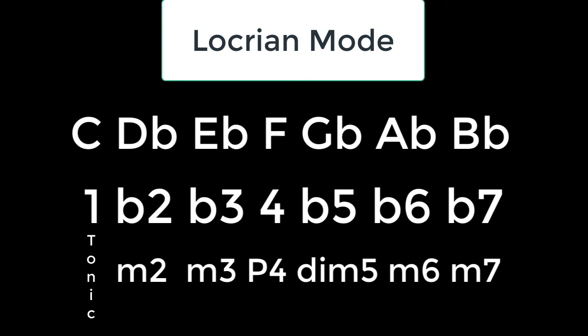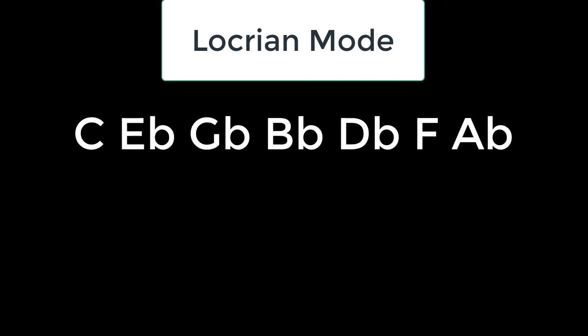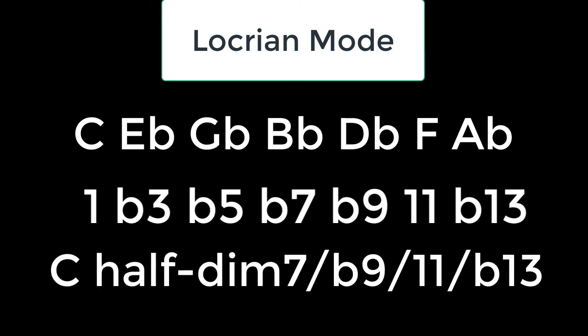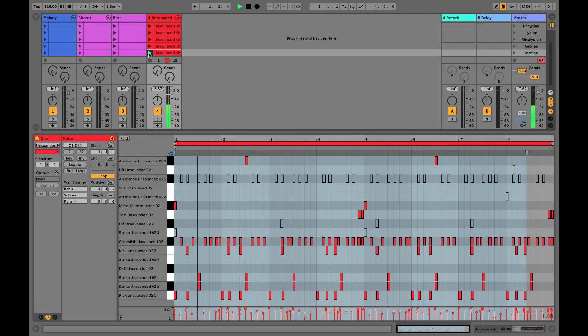If we stack these notes like a chord, we get C, E flat, G flat, B flat, D flat, F, A flat. This would be called a C half diminished 7th, flat 9, 11th, flat 13th chord. So the Locrian mode sounds like a half diminished 7th, flat 9, 11, flat 13. That's Locrian on paper. Let's hear what it sounds like.